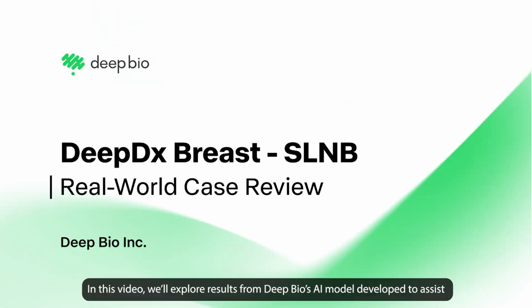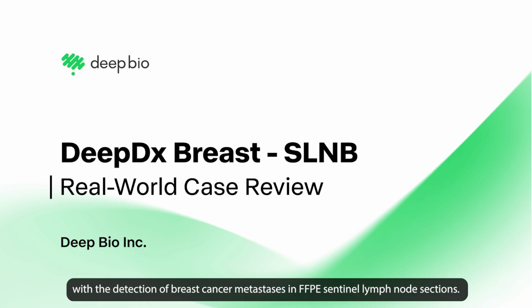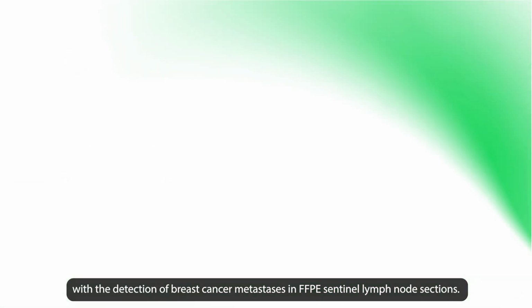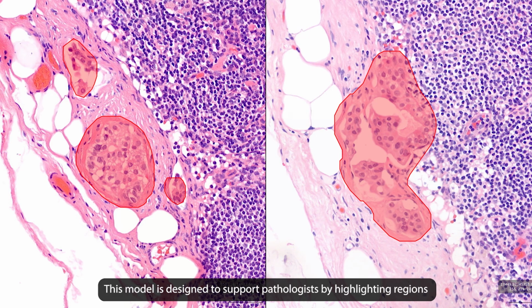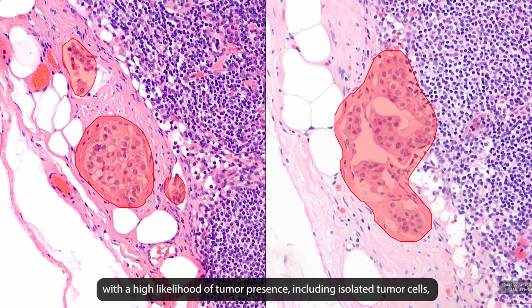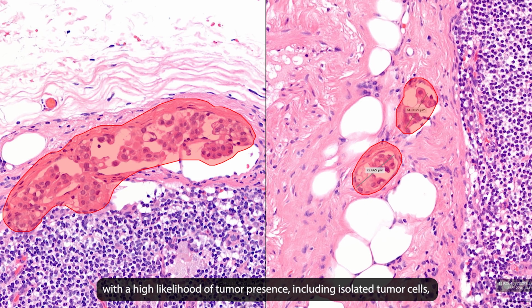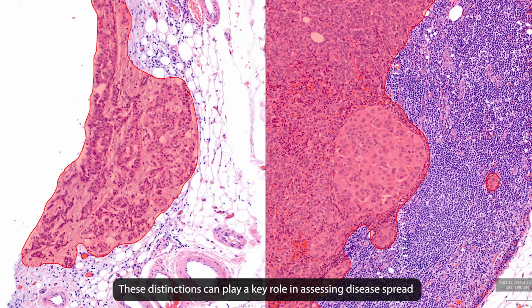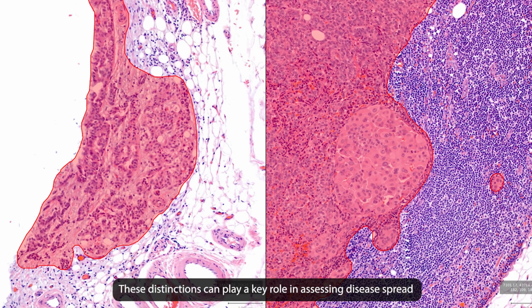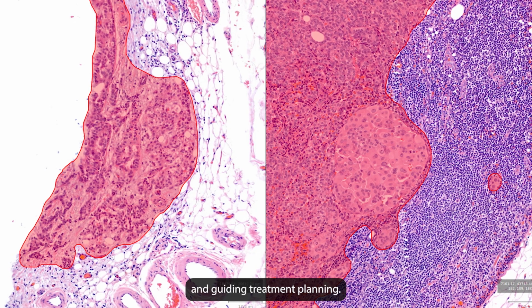In this video, we'll explore results from DeepBio's AI model developed to assist with the detection of breast cancer metastases in formalin-fixed, paraffin-embedded sentinel lymph node sections. This model is designed to support pathologists by highlighting regions with a high likelihood of tumor presence, including isolated tumor cells, micrometastases, and macrometastases. These distinctions can play a key role in assessing disease spread and guiding treatment planning.